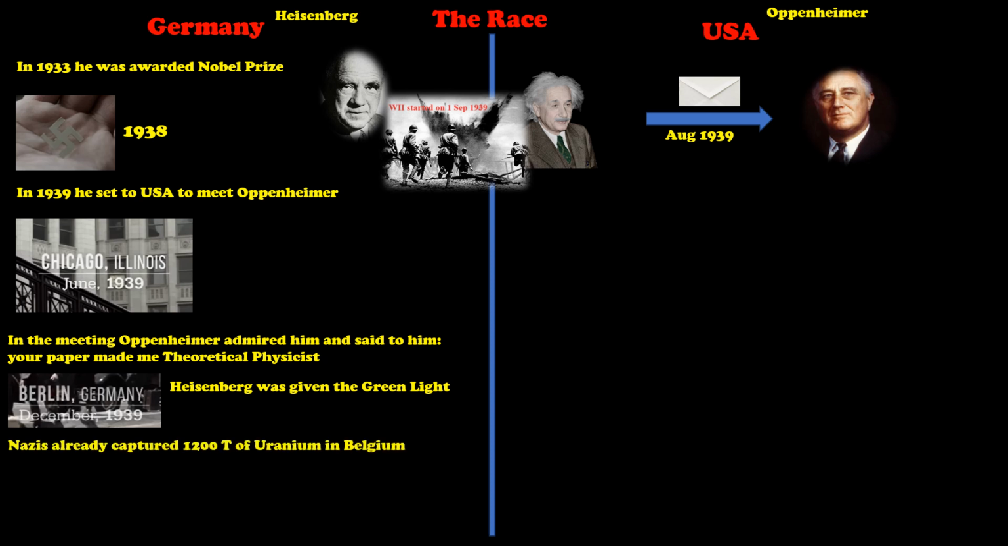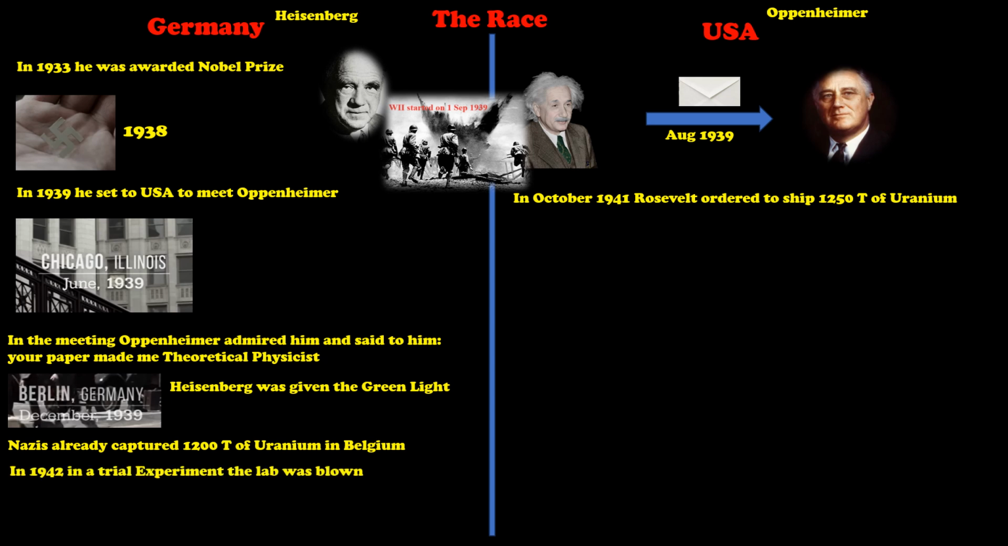During that time, communication wasn't like what we have nowadays. In the meantime, the Germans started to build. They captured almost 1,200 tons of uranium in Belgium so that they could start the project. Then in October 1941, on the realization of the letter he received from Einstein, Roosevelt ordered a project on building an atomic bomb, and he got 1,250 tons of uranium. He bought it to start the project.